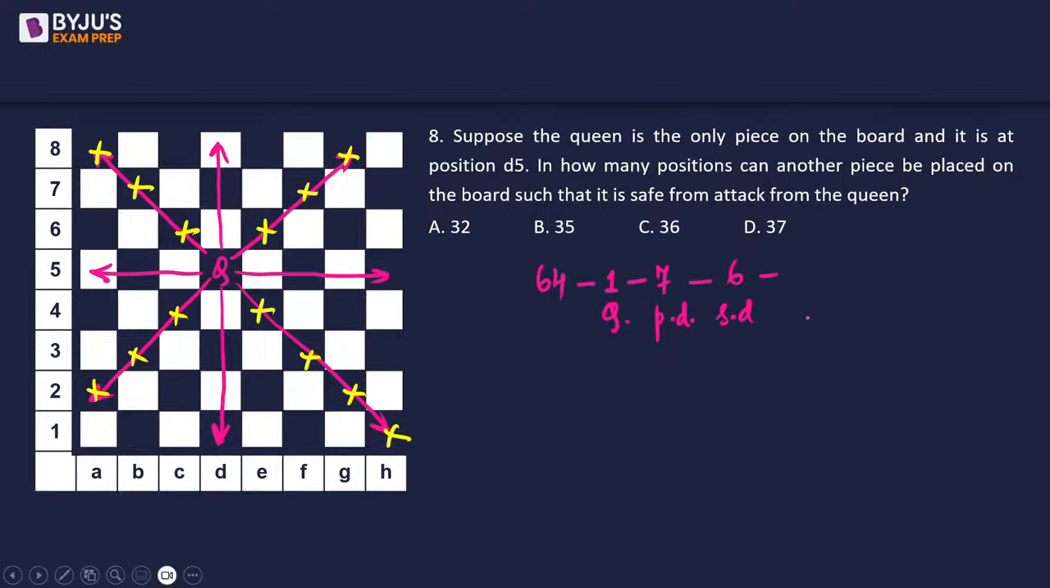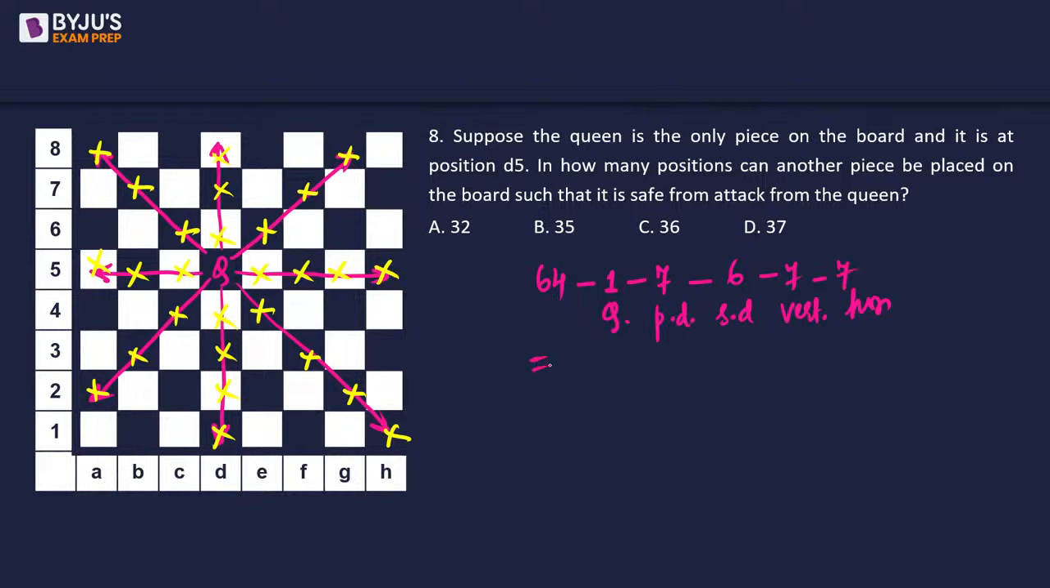Let's look at the column now. So 1, 2, 3, 4, 5, 6, 7. So another 7 is gone, right? This is vertically. Let's talk about horizontally, how many places we will have to get rid of. So horizontally, we are going to have 1, 2, 3, 4, 5, 6, 7. So another 7 of them.